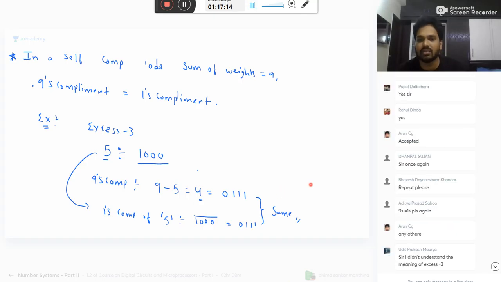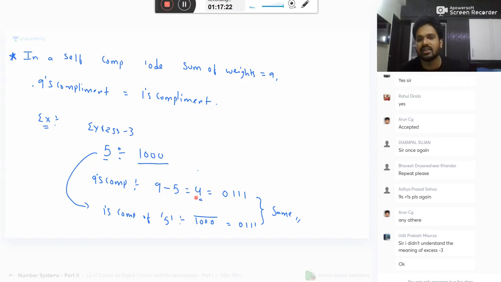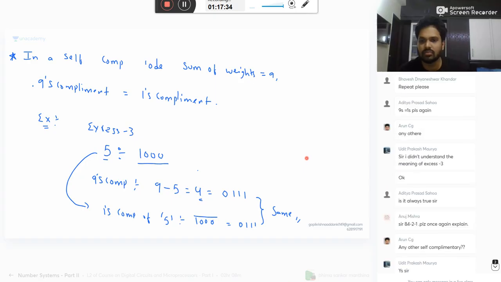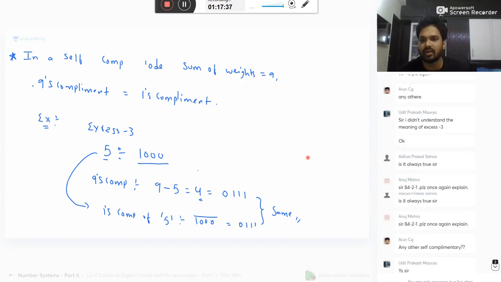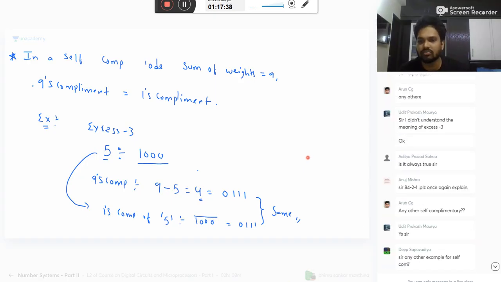Excess 3 is nothing but adding 3 to every number of the 8421 code. If you have 4, write it as 7. If you have 5, write it as 8. Now is it clear? Okay. Every time it is self-complementary. You take any number, it will be true. No doubt in it, Deep.